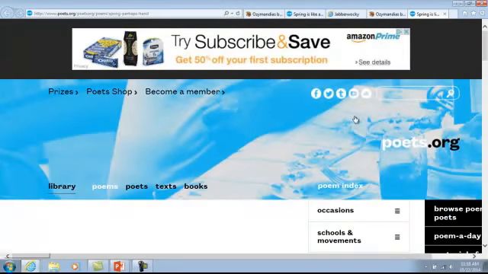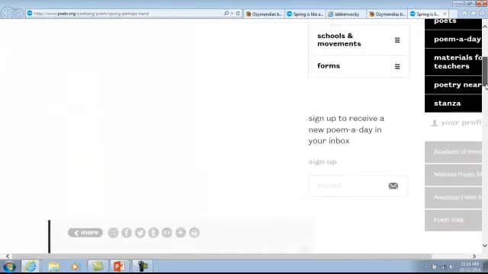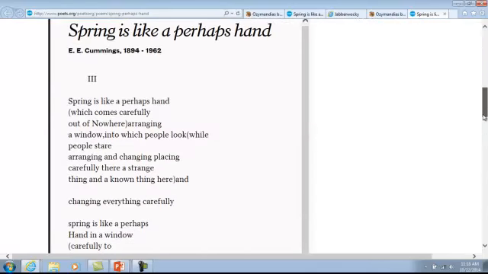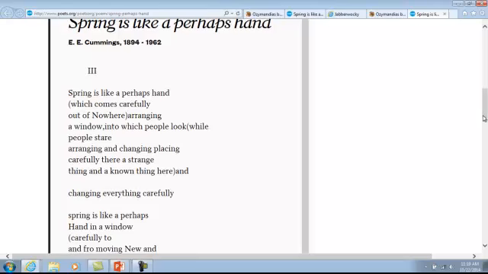But as you think about it, and you think about that title after he's gotten your attention with that weird word order, you say, well, spring is kind of like a perhaps hand. It's tentative. We think it's here. One day it's beautiful, and especially in the Northeast, the next day we've got a cold spell or a blizzard. So it kind of wants to come, but then it pulls back.